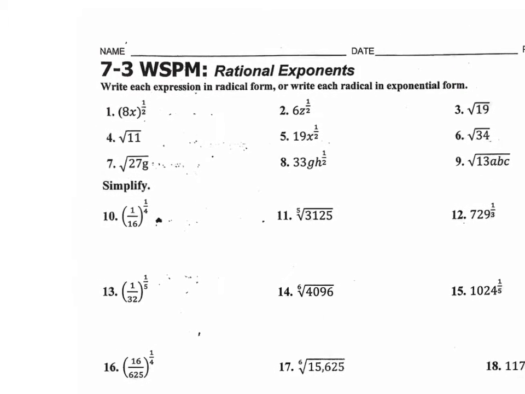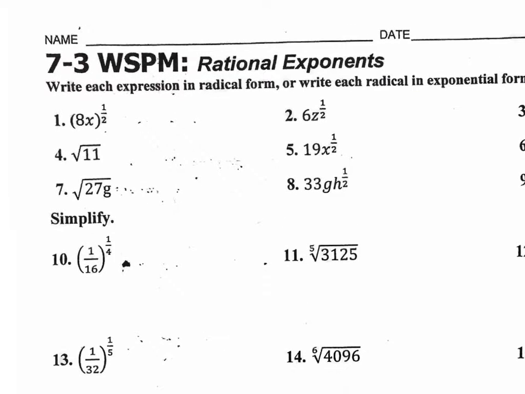So up here, all we have to do, as you could see on the instructions, the same thing we were doing on the previous slide, rewrite each expression in radical form. So here we have a rational exponent. We want to write it as a radical. What is the power of 1/2 really? The power of 1/2 is a square root. That's right. So rewriting it, it would just be the square root of 8x. And that's it. I don't have to simplify this.